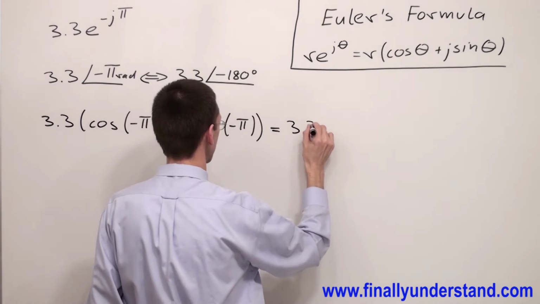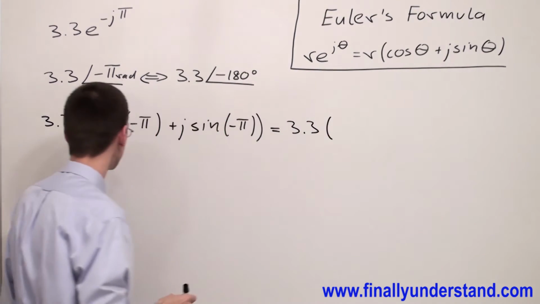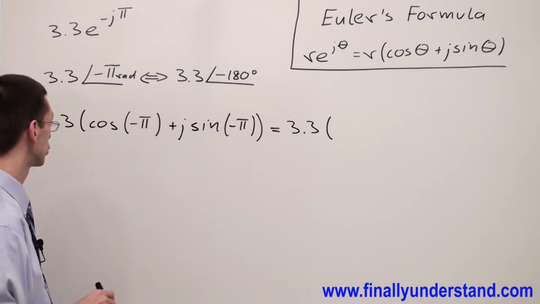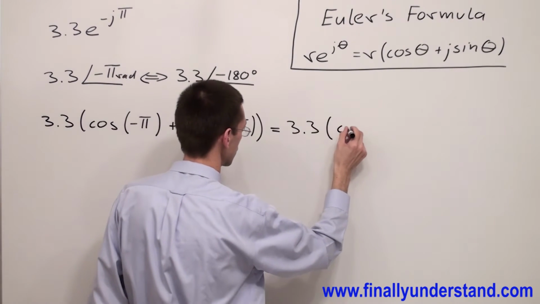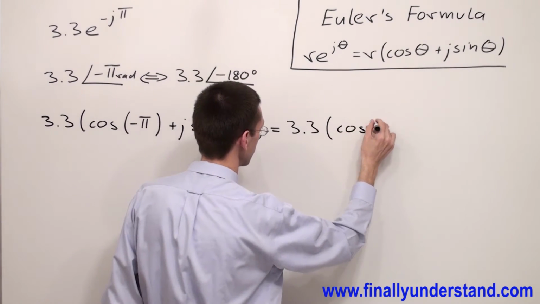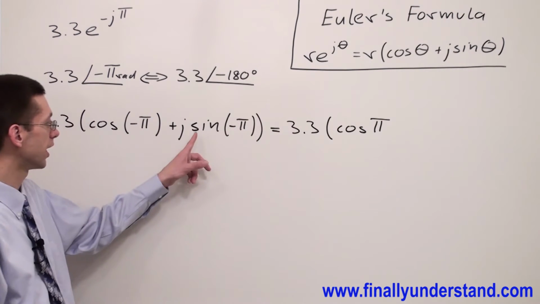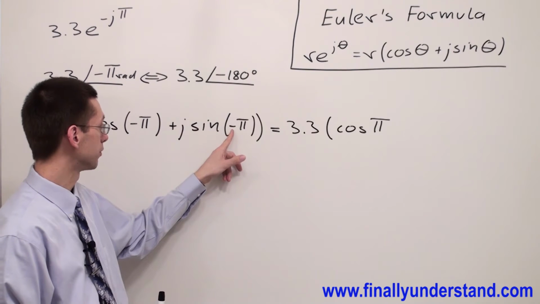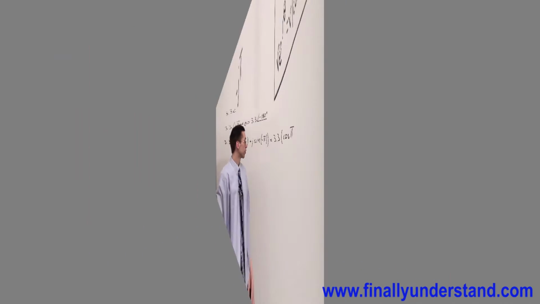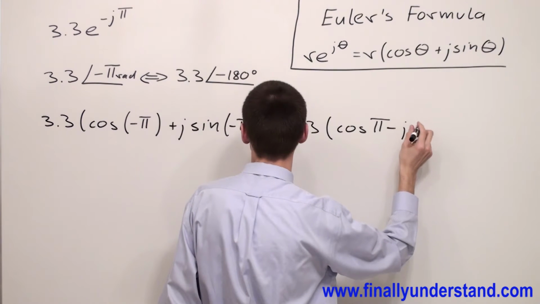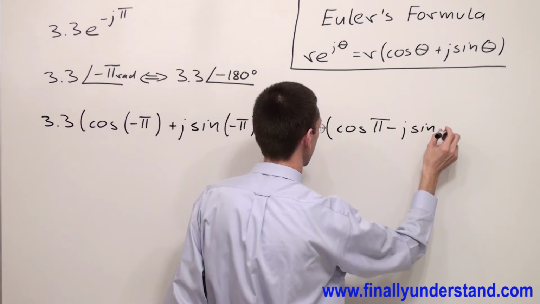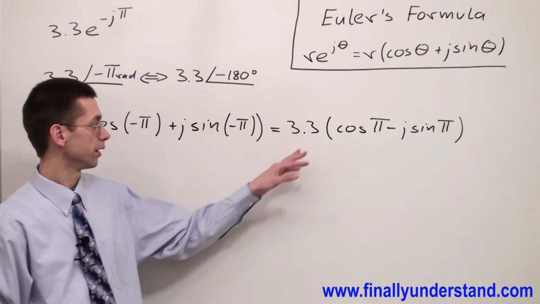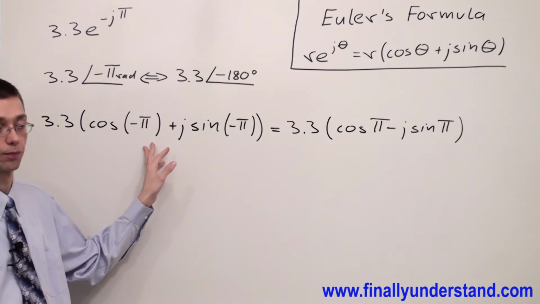We have 3.3, copy down the magnitude, and please notice that cosine is an even function, so that's why this is going to be equivalent to cosine of pi. And because sine is an odd function, sine of negative angle will give negative j sine pi. Okay, this is another way to write this answer.